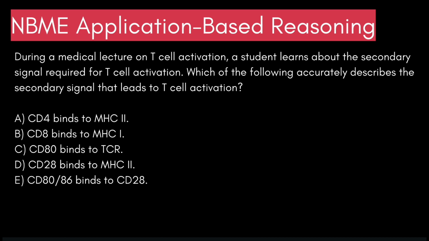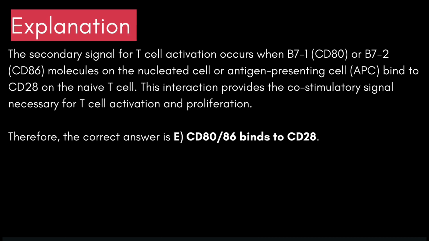Otherwise, moving on now. The secondary signal for T cell activation occurs when B71, known as CD80, or B72, known as CD86, molecules on the nucleated cell or antigen presenting cells bind to CD28 on the naive T cell. This interaction provides the co-stimulatory signal necessary for T cell activation and proliferation. Therefore, the correct answer is E. CD80, CD86 binds to CD28.